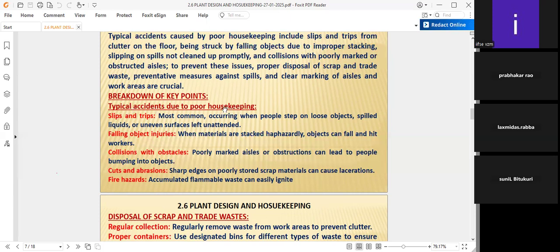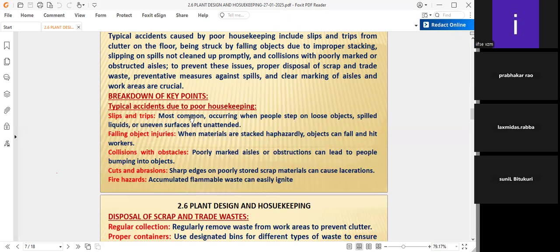If poor housekeeping is there, definitely there will be slips and trips, falling objects, injuries, collisions with obstacles, and cuts and abrasions. Abrasion means roughing on the hands or legs and all, and fire hazards. During the plant layout, if housekeeping is not given proper consideration by the organization, these things normally happen due to improper orientation. Trips, we know, is where in the floor itself some projection is there where the shoe will be obstructed and tilted like this. That's what we call trips. Slips means simply spillage is there.